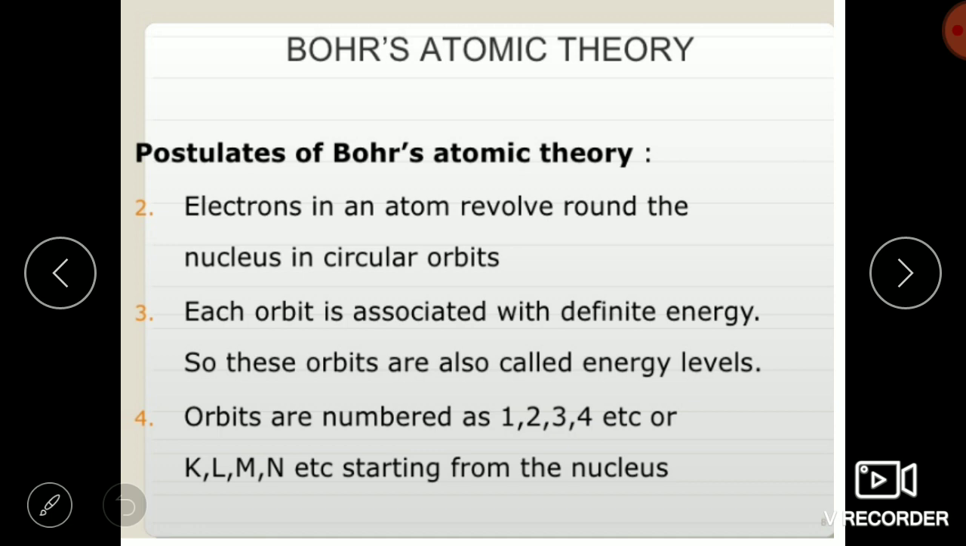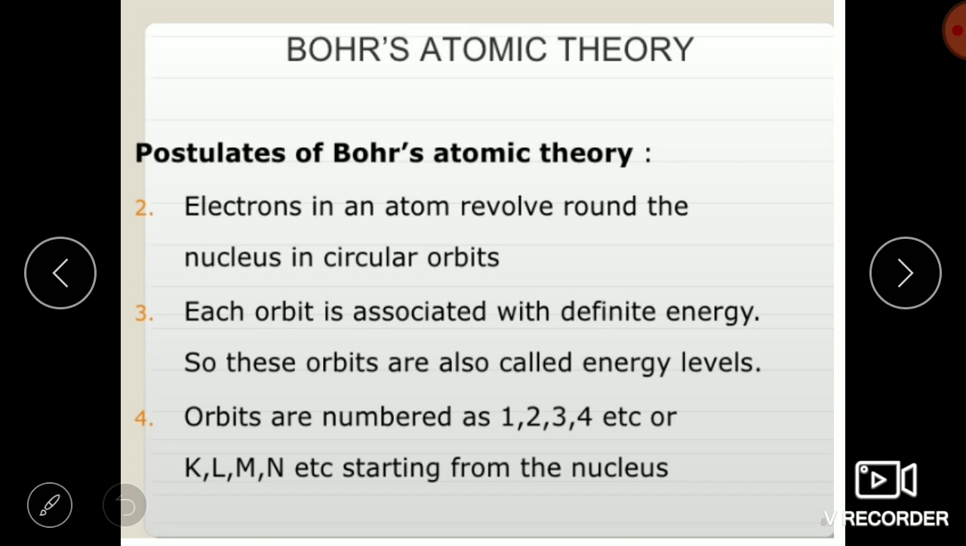Now let's see what the postulates given by Bohr for his atomic model are. A postulate means a constituent point, a point based on which Bohr made his atomic model. The first postulate is that electrons in an atom revolve around the nucleus in circular orbits. You know that Bohr's atomic model is derived from the Rutherford model. In the Rutherford model, we have already learned that at the center of the atom we have the nucleus and electrons revolve around it.